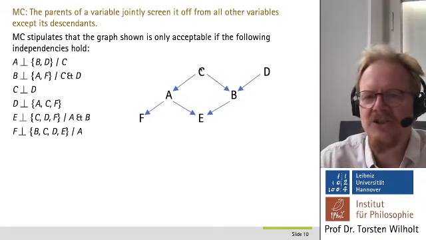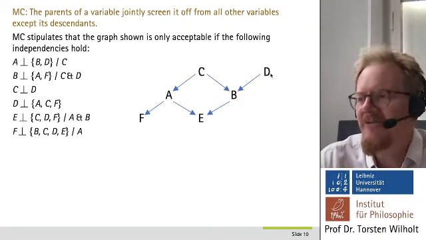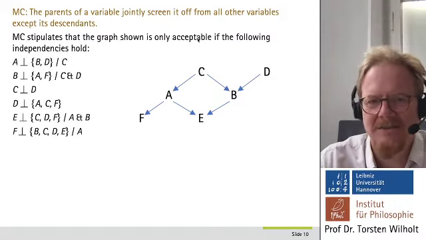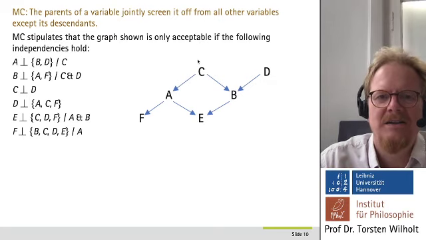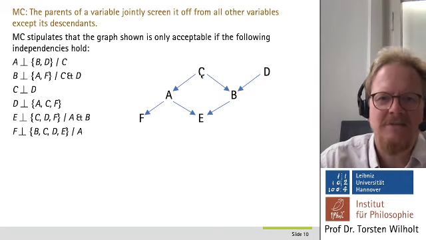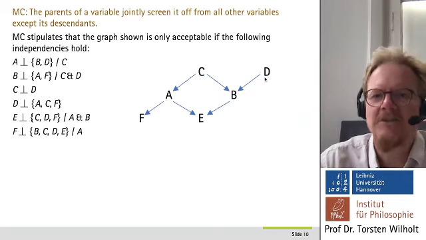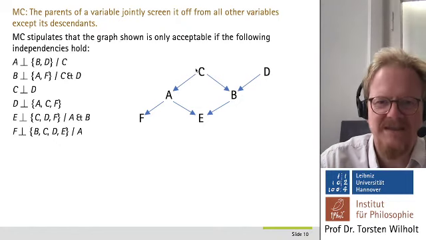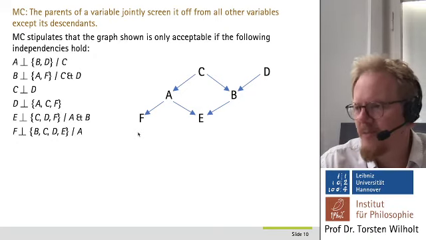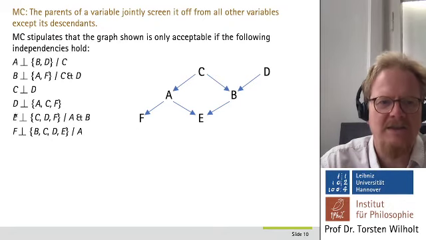C must be unconditionally independent from D because C and D don't have parents. So C must be screened off by the empty set, just from D because D is the only other variable that's not a descendant of C. And so on. D also must be screened off by the empty set, must be unconditionally independent from all other variables except its descendants. And so on for E and for F. You can pause the video and look at it if you understand whether this is exactly what the Markov condition implies.